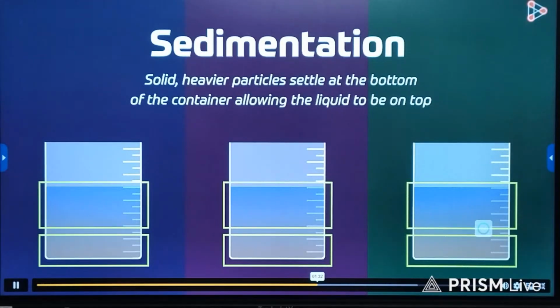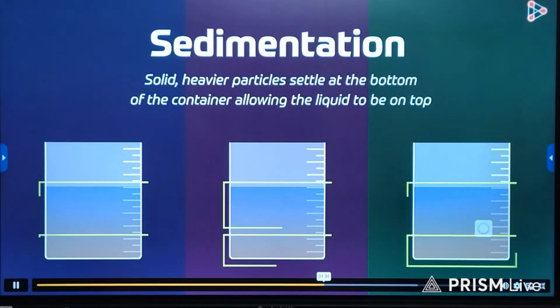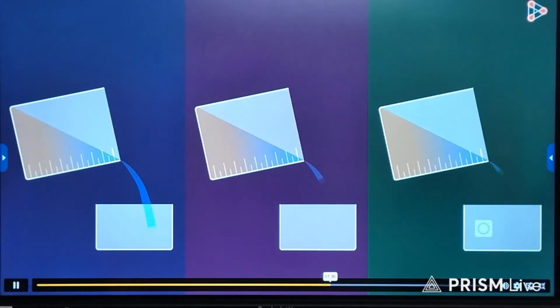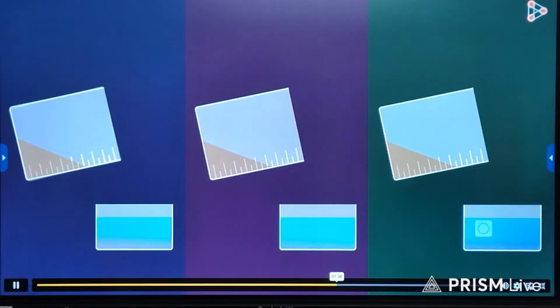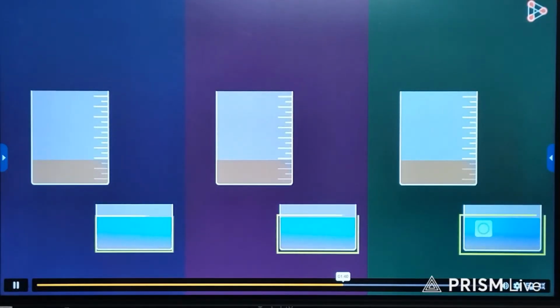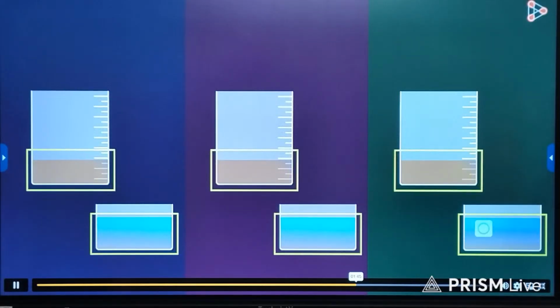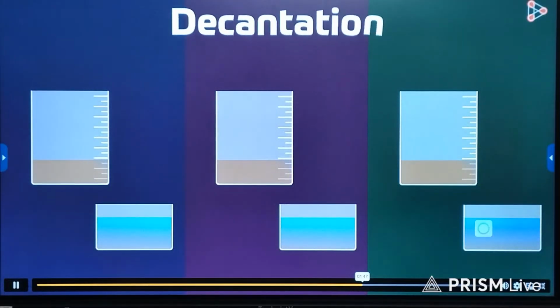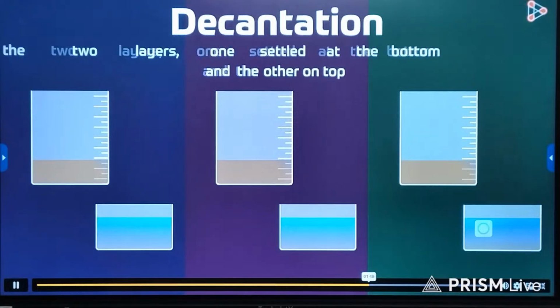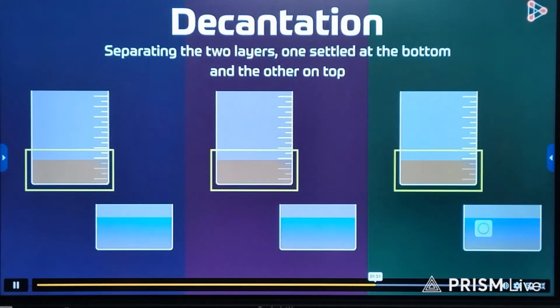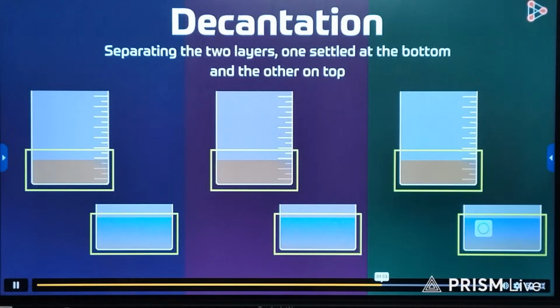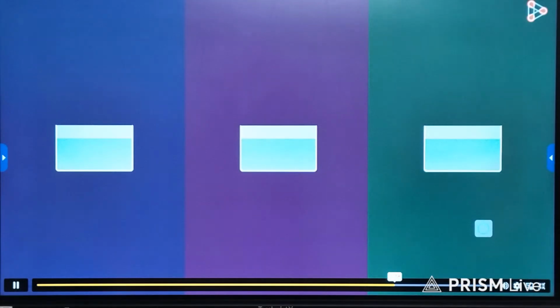Now the two layers need to be separated, right? So they tilted their beakers slightly to collect the separated water. This step, in which the water or the liquid on top is gradually removed to separate the two layers, is called as decantation. In other words, separating the two layers, one settled at the bottom and the other on top, is the decantation process.